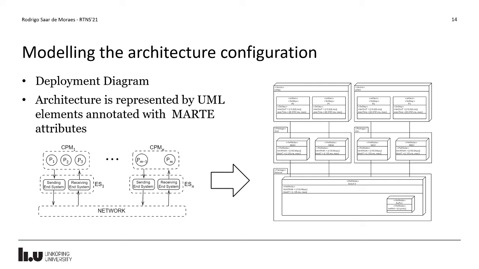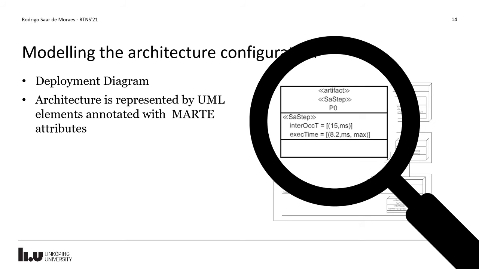So the idea here is that these important and individual elements, such as CPMs and the processes themselves, are represented by standard UML diagram elements, and to each of these elements, we can apply a stereotype from the MARTE library and annotate this stereotyped element with the relevant attributes, for example, the periods of the processes and the bandwidth of the end systems and switches. As an example, here we can see the usage of a UML artifact to represent a software process. To this artifact, we have applied the assay step stereotype from the MARTE library, and we have used the interoccurrence times and execution time attributes from the MARTE library to represent the period and worst case execution time of the process respectively.